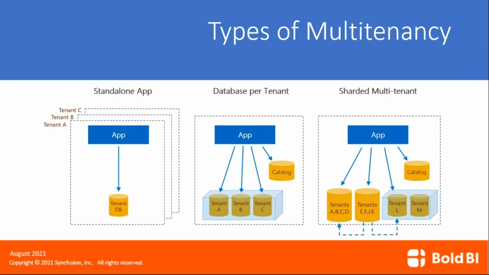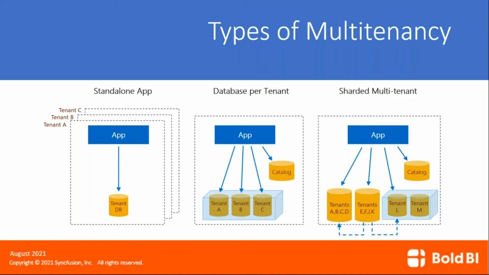The first type is standalone app, the second type is database per tenant, and the third type is shared multi-tenant. A standalone app has a separate instance for every tenant and a separate database. Such a multi-tenancy architecture is called the standalone app.